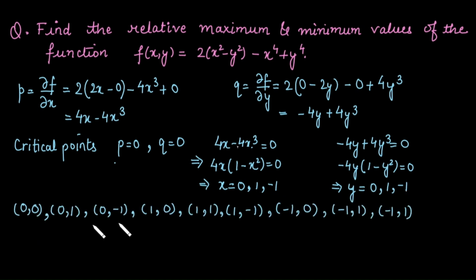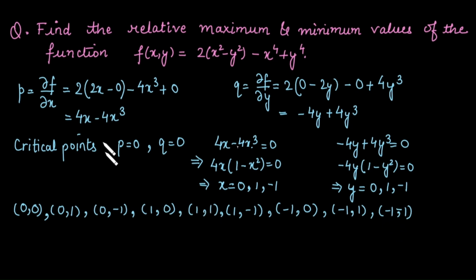From here, there are these 9 critical points, that is a combination of x and y. When x is 0, y can be 0, 1, minus 1. When x is 1, y can be 0, 1, minus 1. When x is equal to minus 1, y can be 0, 1 and minus 1. Total critical points in this case is 9. Now we need to identify at these critical points whether it has a relative maxima or relative minima.